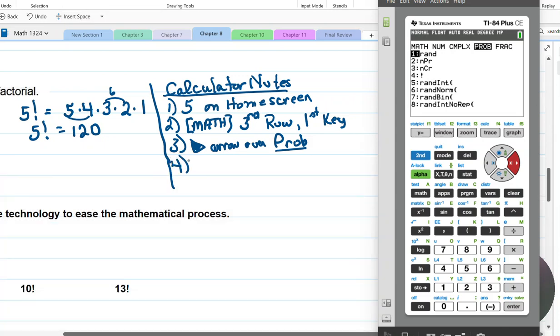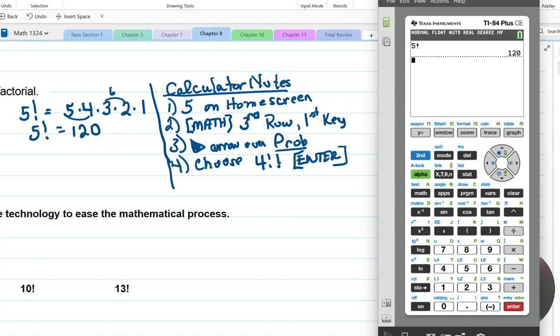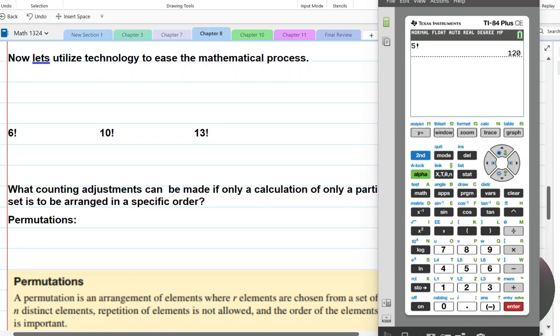And our fourth step is choose number 4 and hit the enter key. So I'm going to hit the 4, it goes back to the home screen, and hit enter. Did I get 120? Yes, I did. Very good, class. Okay, now we're going to do the following with that process.